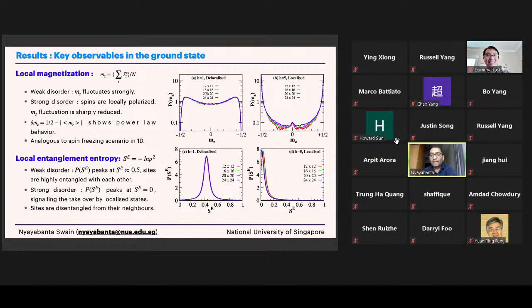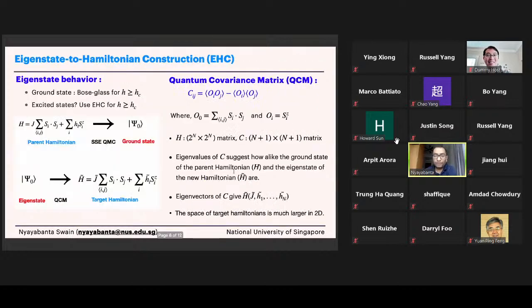Also, to highlight the delocalized and localized phases in the ground state, these have very different signatures if you look at the local magnetization distribution or even the local entanglement entropy. Okay, so I'll very quickly move to the main part, which is studying the eigenstates.